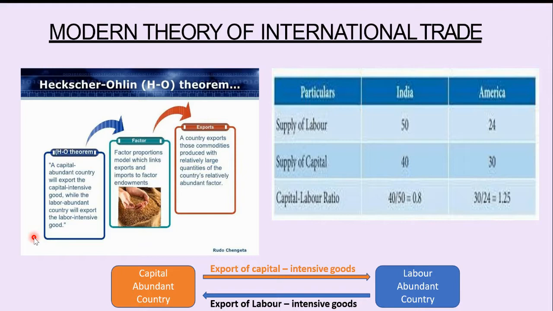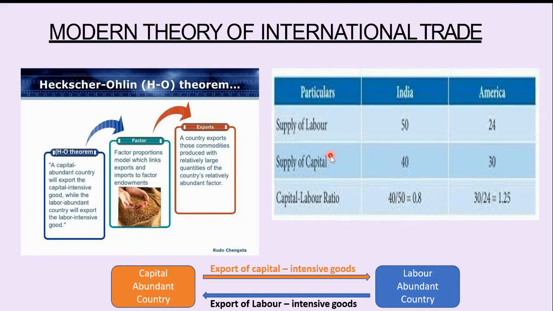So what are the assumptions? Here there are two countries, two commodities and two factors. Can you see here? There are two countries, India and America. There are two commodities, like wheat and cloth, and two factors, labor and capital.